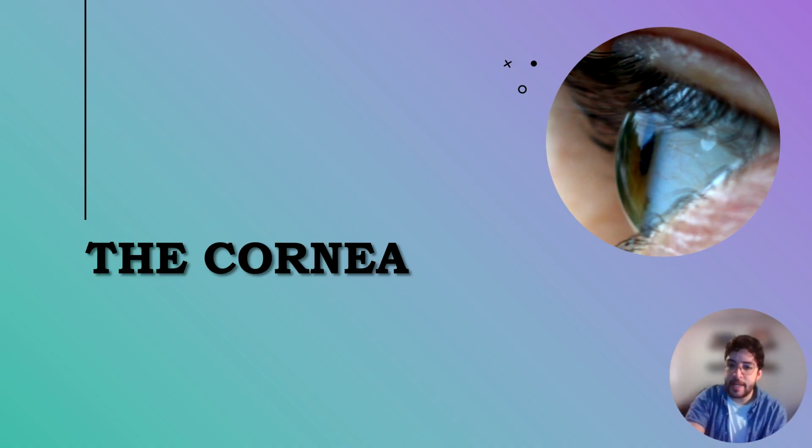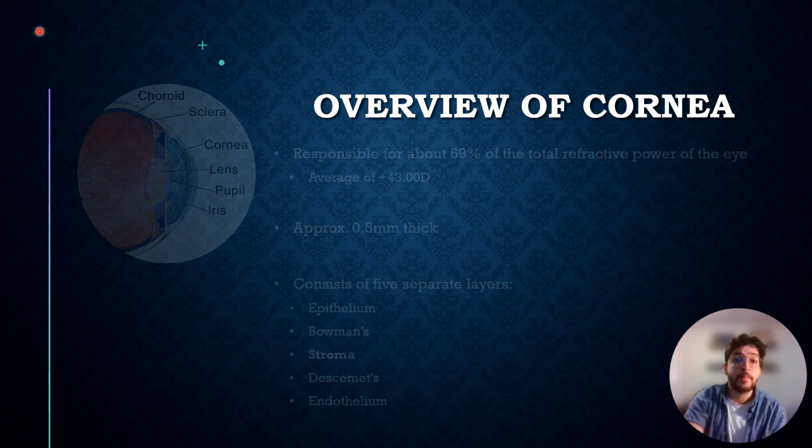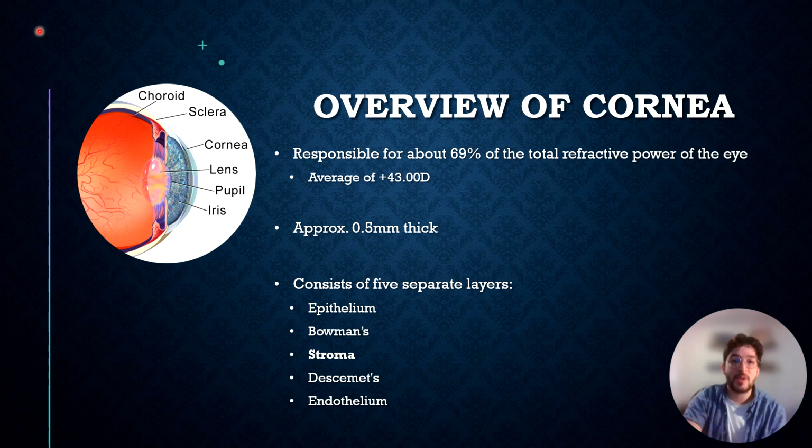And so we've got the cornea now. There's a whole lot that goes into the cornea, and so we're going to simplify it a little bit. The cornea is responsible for about 69% of the total refractive power of the eye. There are two lenses in the eye, or two natural lenses, I should say. The first one is going to be that cornea. It's that clear dome structure that we're going to talk about. That's where the LASIK surgery will take place.